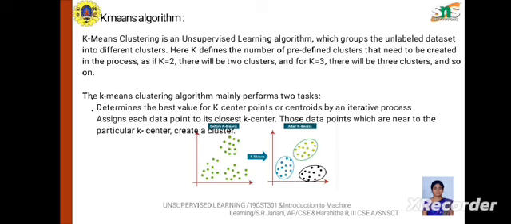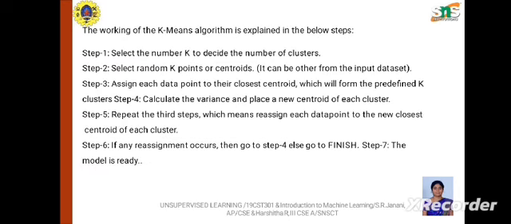The diagram represents before k-means and after k-means, which means it forms clusters or k centers using the k-means algorithm. The working of the k-means algorithm is explained below. In the first step, we need to select the number k, which means deciding the number of clusters. Then we select the points or centroids which form the centers for splitting up the data. Next, we assign each data point to its closest centroid, which will form the predefined k clusters. Next we calculate the variance and place a new centroid for each cluster.